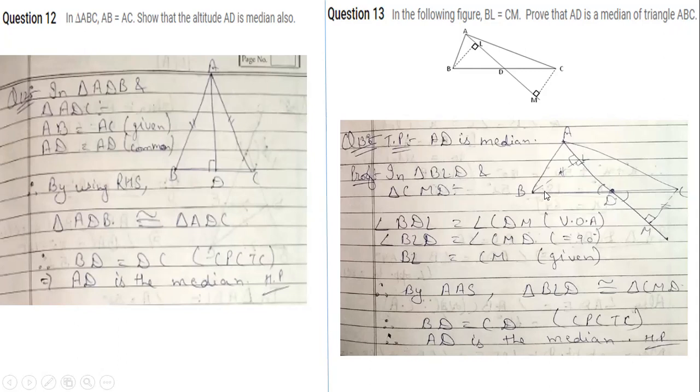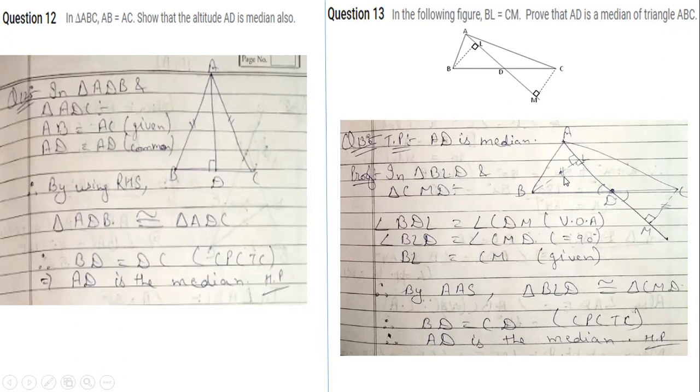Come to the triangle BLD and triangle CMD. Angle BDL is equal to angle CDM, vertically opposite angles. Angle BLD is equal to angle CMD, 90 degrees. And BL is equal to CM, given.